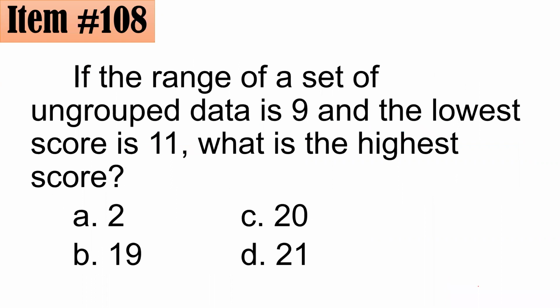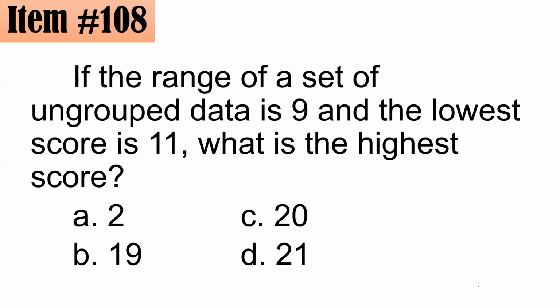If the range of a set of ungrouped data is 9 and the lowest score is 11, what is the highest score? Is it 2, 19, 20, or 21? Okay. Kung inyo pong matatandaan, ano nga po ba yung formula sa pagkuha ng ating range ng set of ungrouped data? What's the formula? Very good. Range is actually highest score minus the lowest score.